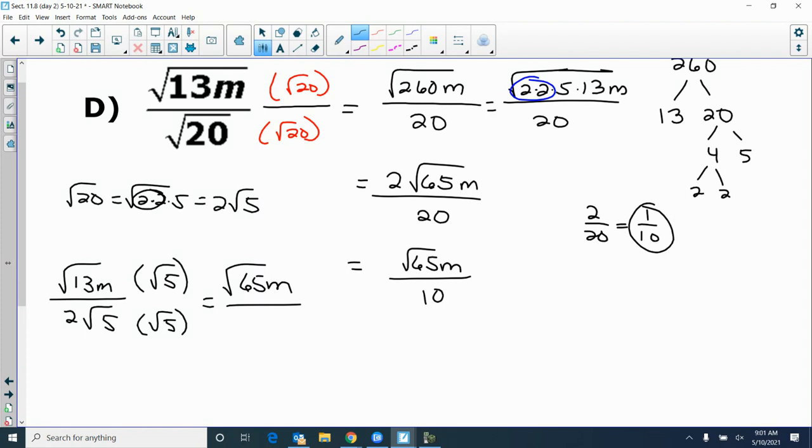Multiply the square roots together. It's square root of 25. Square root of 25 is a 5, and you end up with a 10. So we do end up with the same answer.